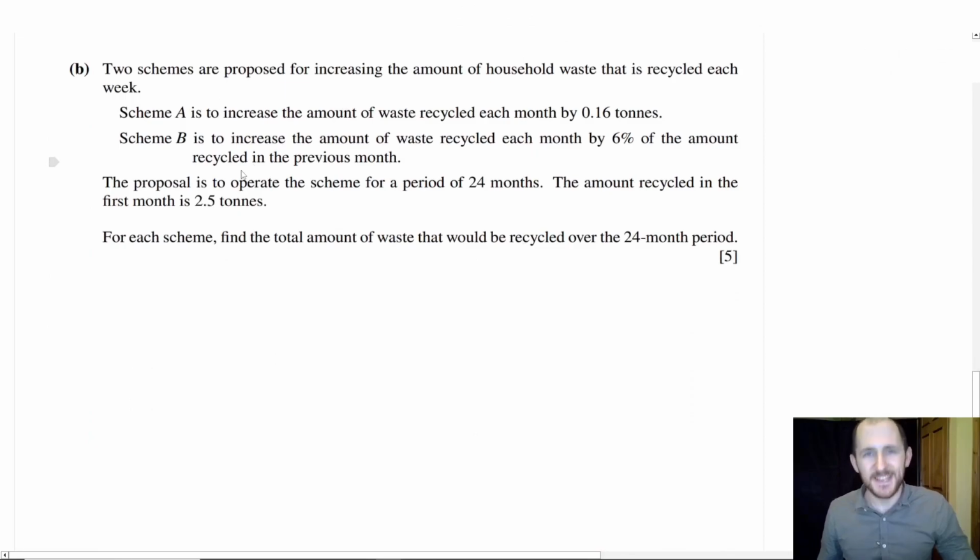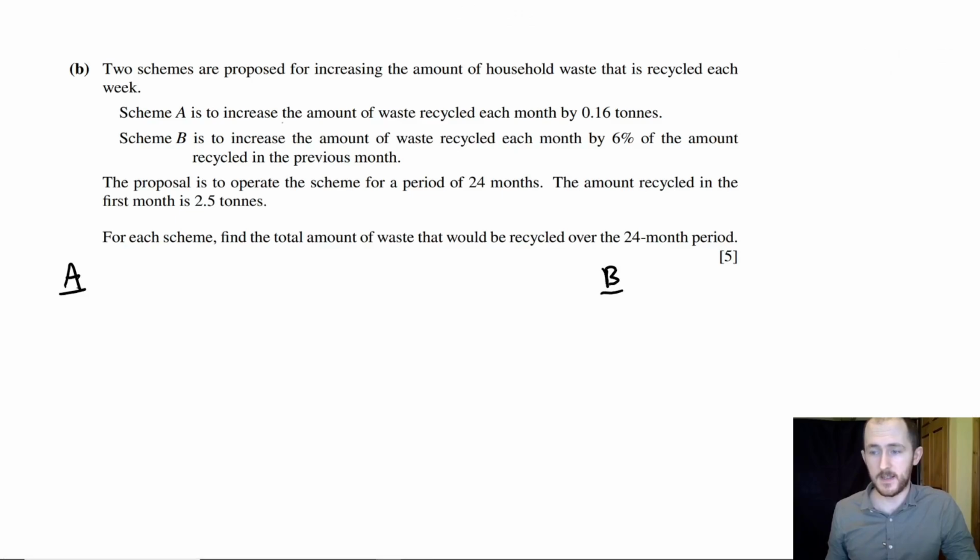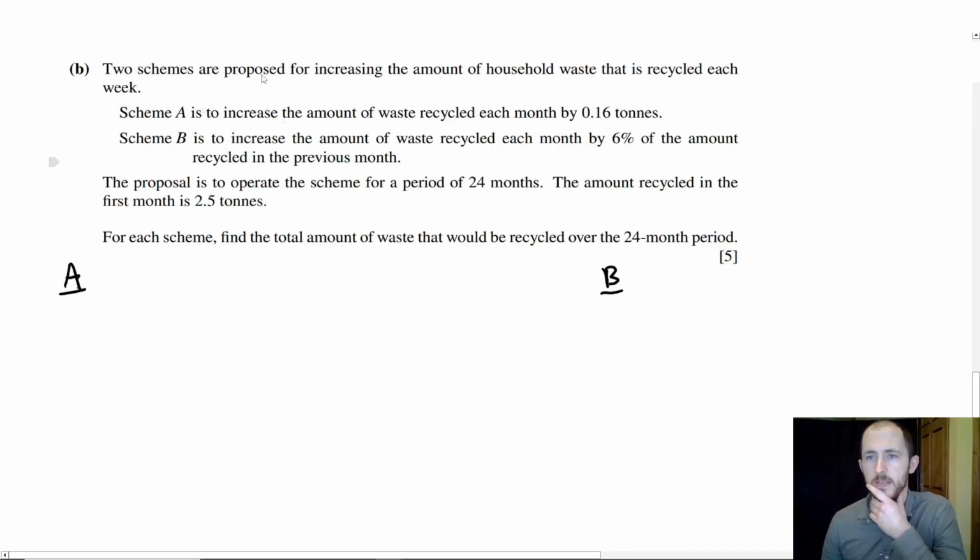Now here's where things get more fun. This is where they apply it into certain situations, which I always find a bit more interesting, and this is where you can start picking up, I mean, in this case, 5 marks, and honestly, you don't need 5 marks for this. It's really not too bad, so you don't need 5 minutes. So if we read through the context, two schemes are proposed for increasing the amount of household waste that is recycled each week. Scheme A increases it each month by 0.16 tonnes, and B is to increase it by 6% each month of the amount recycled in the previous month.